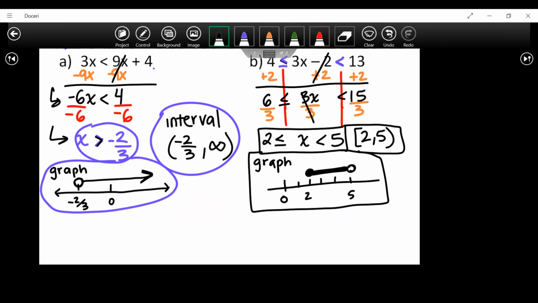Divided by a negative. If we're dividing or multiplying by a negative, it changes the signs. That's the only time it does it. You're good. Okay? So don't freak out.